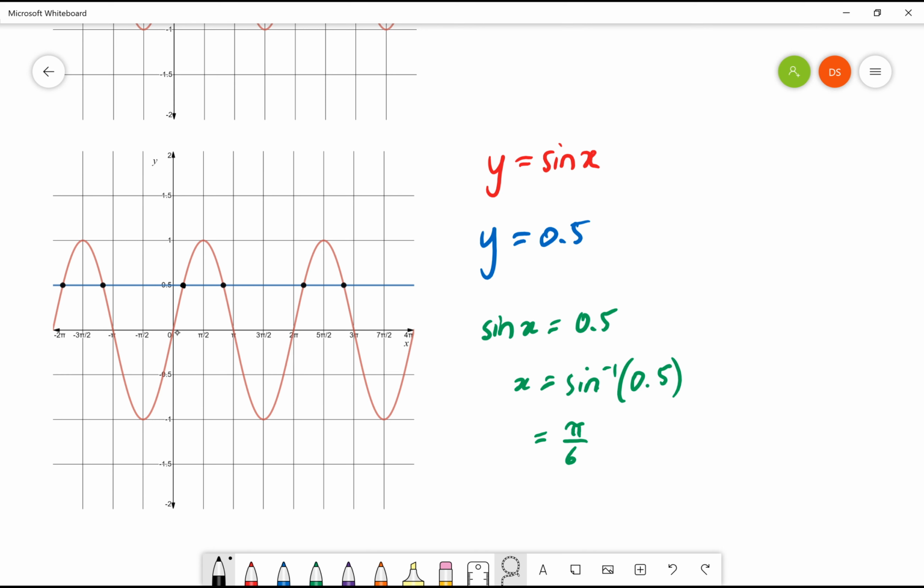Okay. First off, we had our first solution at pi on 6. We had our next solution at 2 pi plus pi on 6. Sorry guys, my eraser's not working. Okay, let's try that again. 2 pi plus pi on 6. There we go. Right? Now we're saying that there is a solution in the middle.